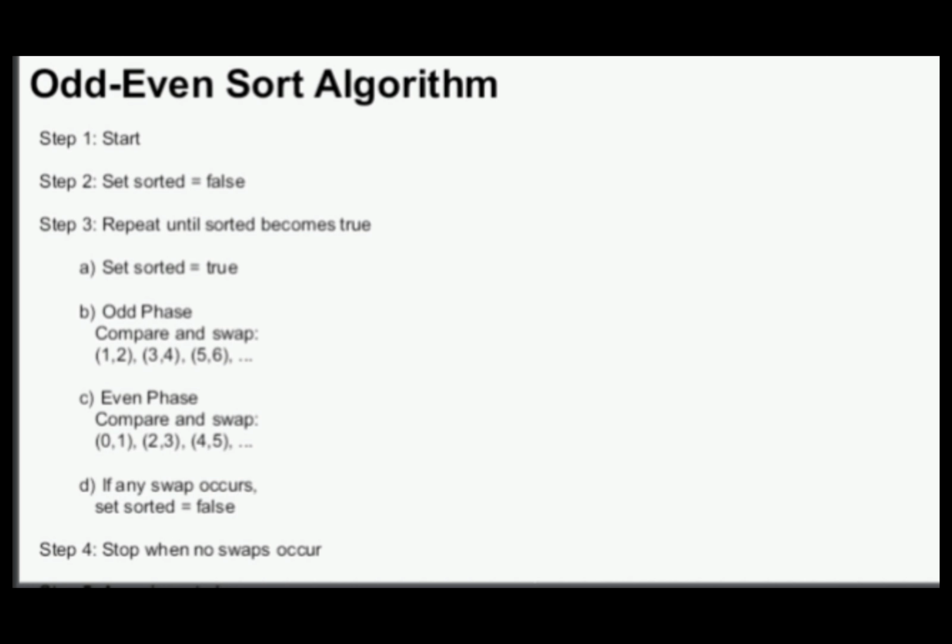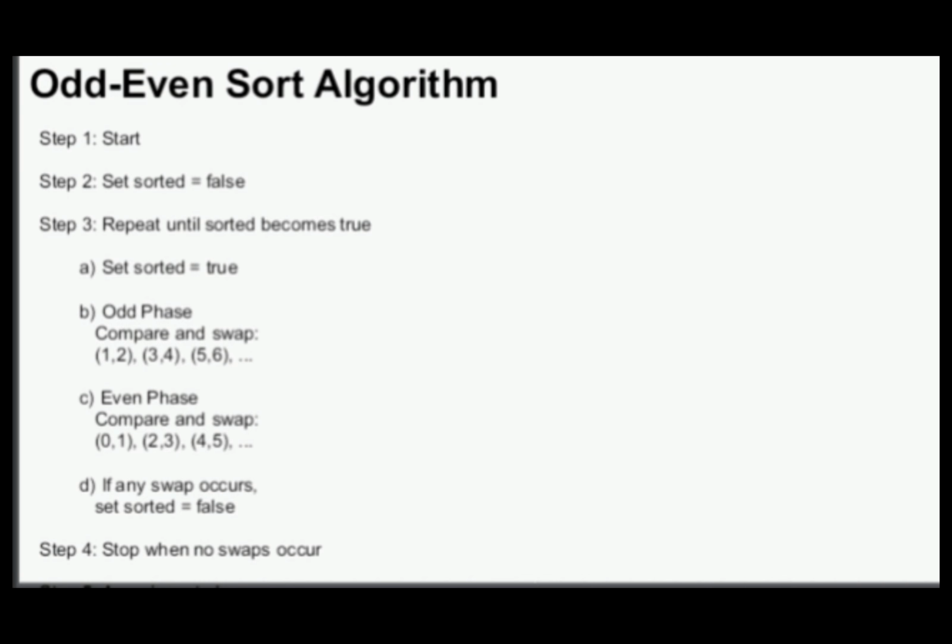Set sorted to true at the beginning of each pass. We assume the array is sorted. If a swap happens later, we will change it back to false. Perform odd phase. Compare and swap adjacent elements at odd positions. Perform even phase. Compare and swap adjacent elements at even positions.